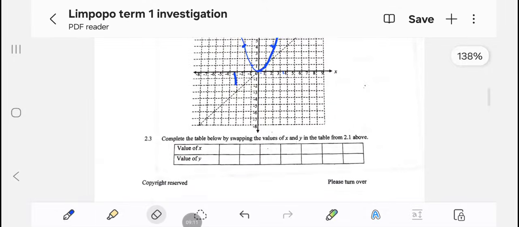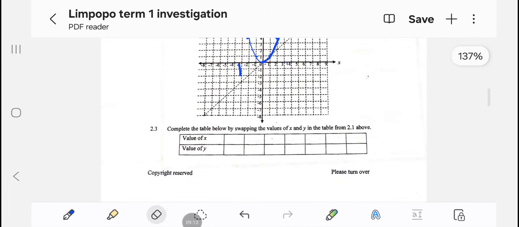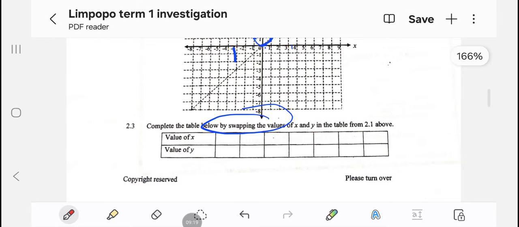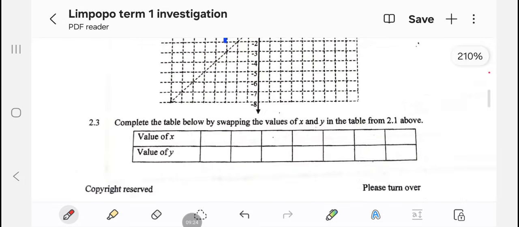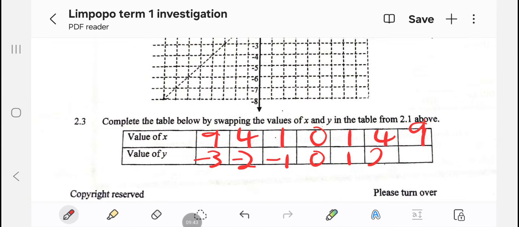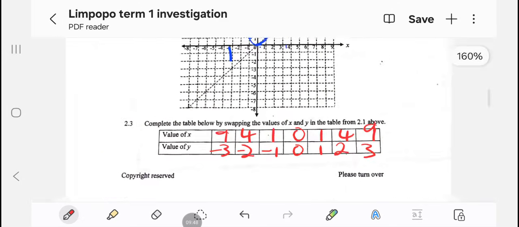We'll label it as f. Now 2.3, complete the table by swapping, using a different color for this, because this is going to be an inverse. So where we had x, it's a y and vice versa. So we have 9 here, we have 4, we have 1, we have 0, we have 1, we have 4 and 9. Here we have minus 3, minus 2, minus 1, 0, 1, 2, and 3.